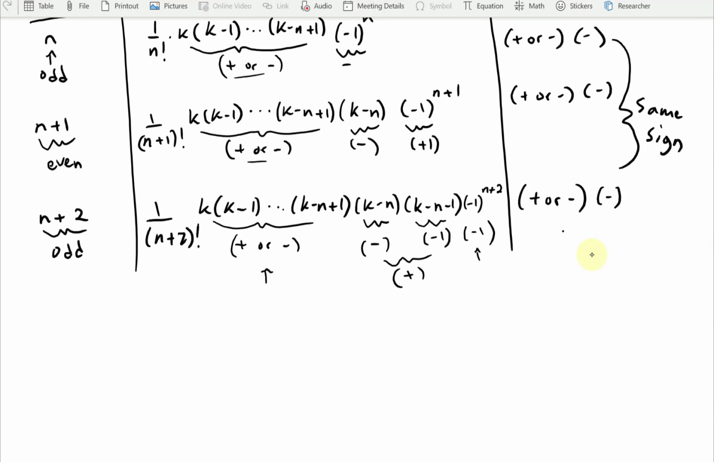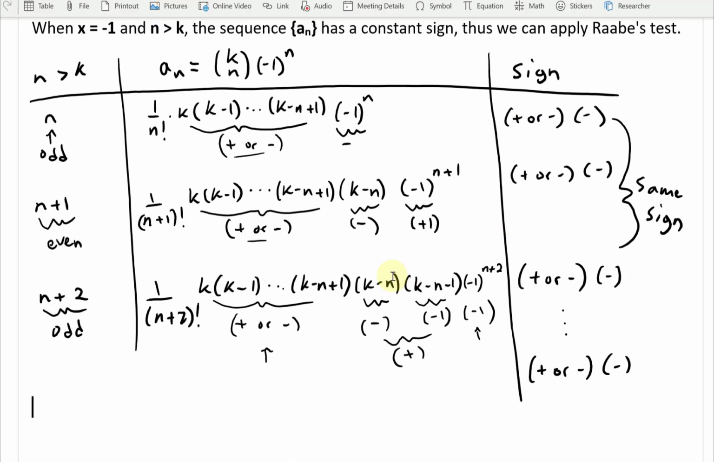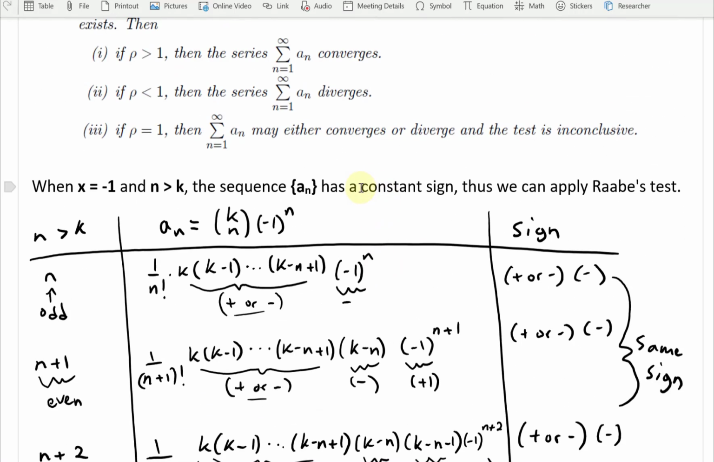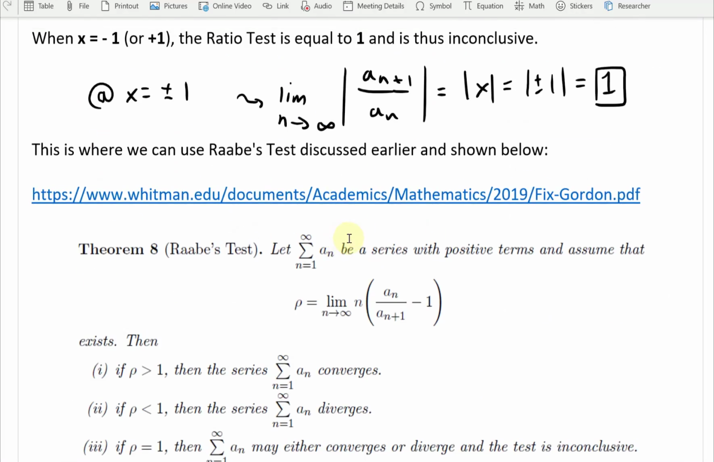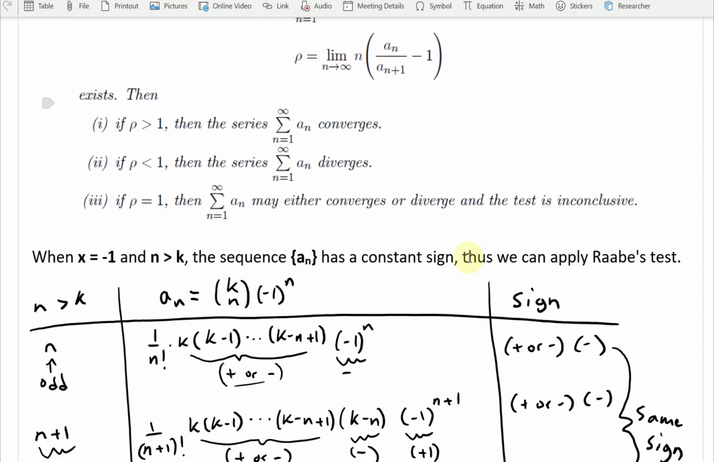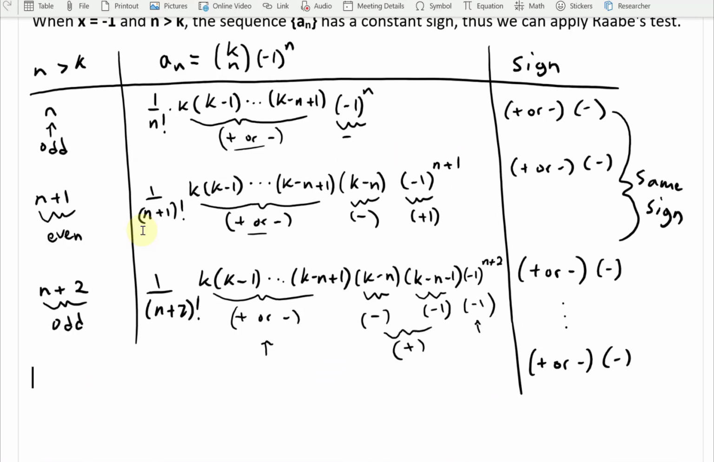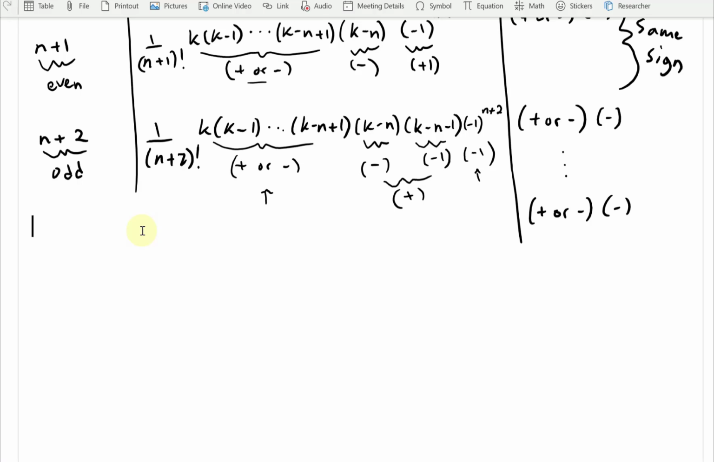And now if you keep going dot, dot, dot, you're going to get the exact same thing. You're going to get a plus or minus, and then a minus. So whatever it is, if it's plus, it's going to be minus. If it's minus, it's going to be plus. It's going to be all positive. And again, all that matters is that they're the exact same constant sign. It's the same thing as, because then you can make it into positive terms by taking a negative out.